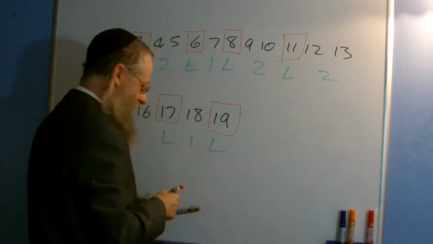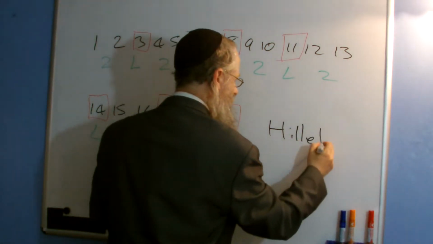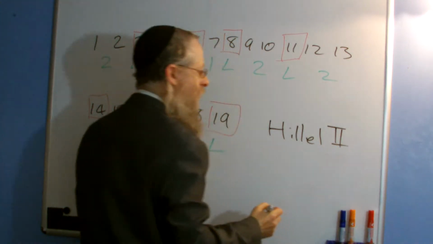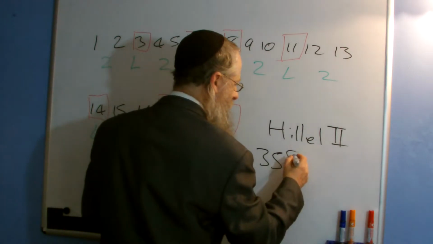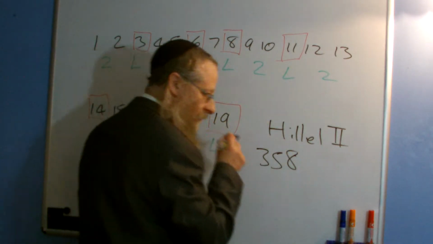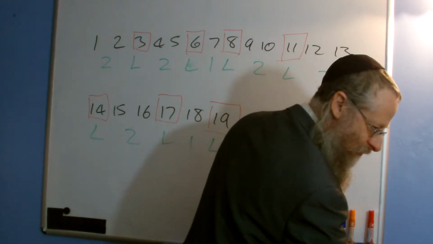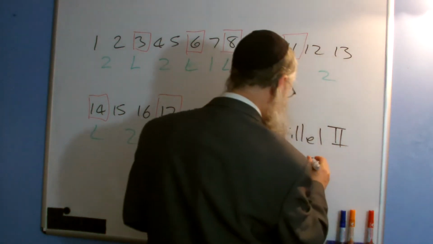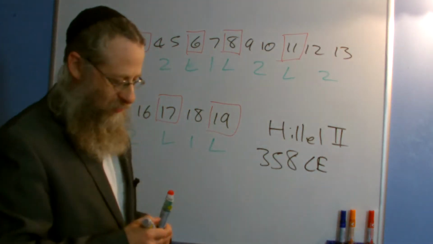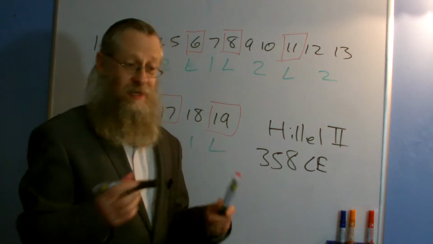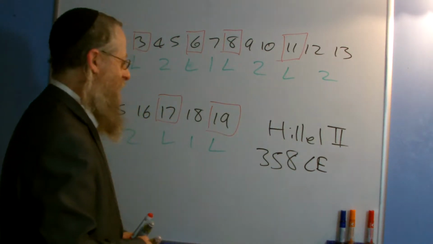Now, it was a man called Hillel II who, in the year 358 CE, get this right, because I'm not very good on my CEs, or common era. Common era is what the Jews call AD. We call it common era from that date.